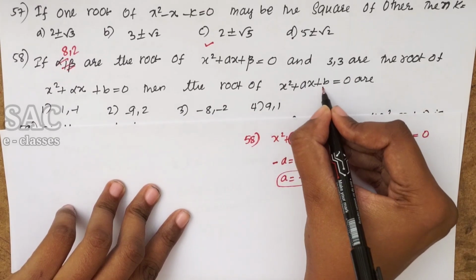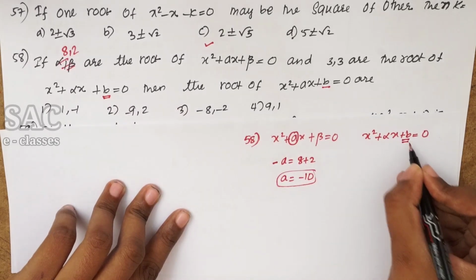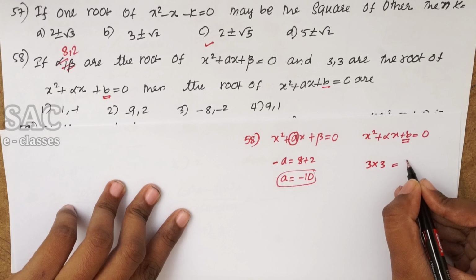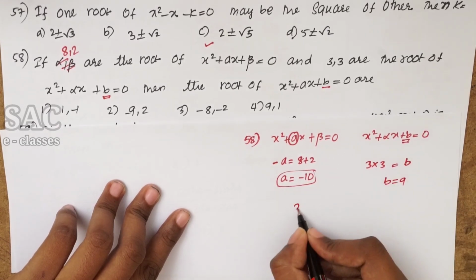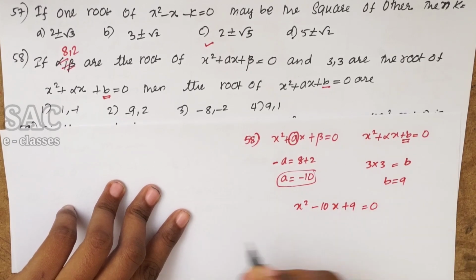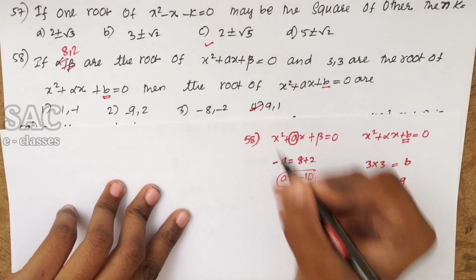Here what is required is b, which is the product. So 3 into 3 equal to c by a, means constant by x square coefficient. So b equal to 9. Then x square minus 10x plus 9 is equal to 0. What are the roots of this? Clearly 9 comma 1 are the roots.